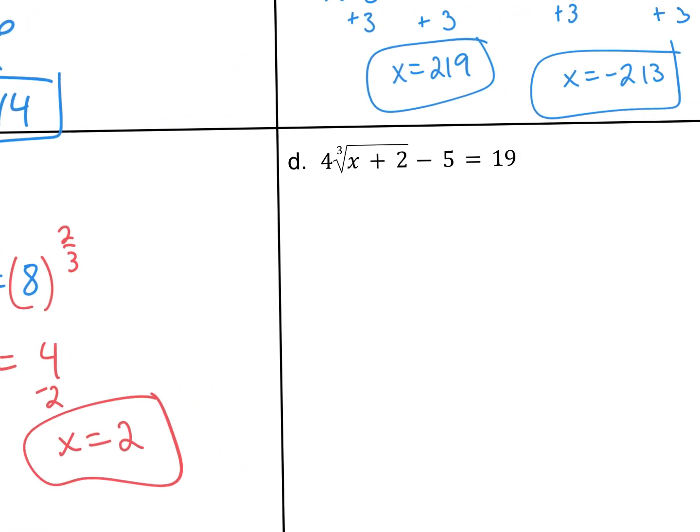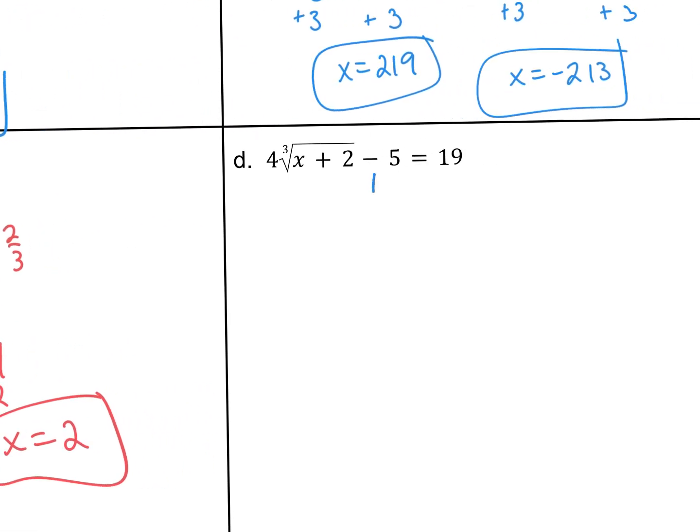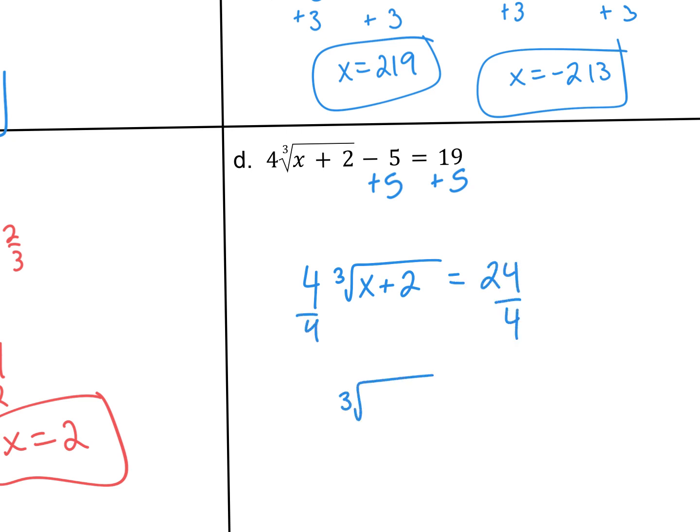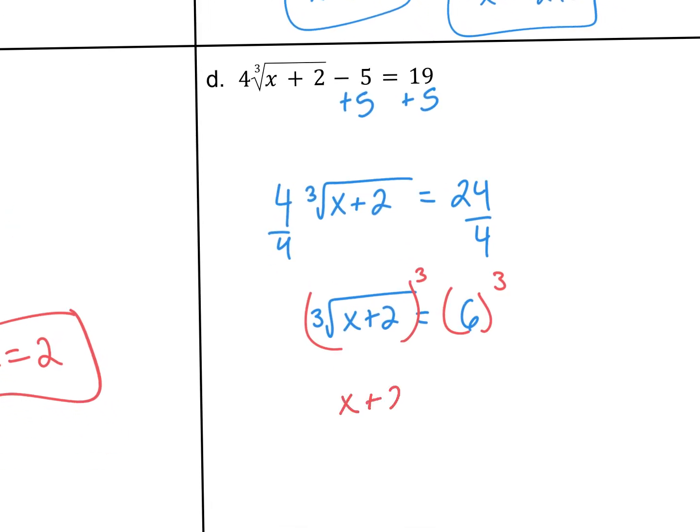Okay? And then on D, this is a cube root one. It works a lot like the first one that we did. We should have added the 5 over first. Divide by 4 second. And then, to get rid of a cube root, we take it to the index power. In this case, that's a 3. So, on this side, I end up with x plus 2. And 6 to the 3rd power is 216. Subtract 2 to give me the answer, which is 214.